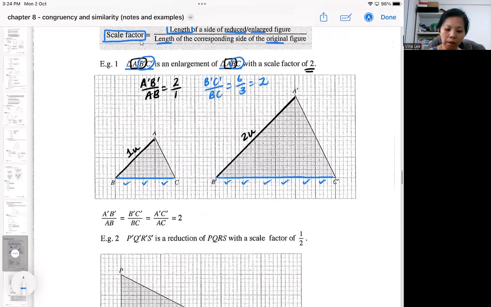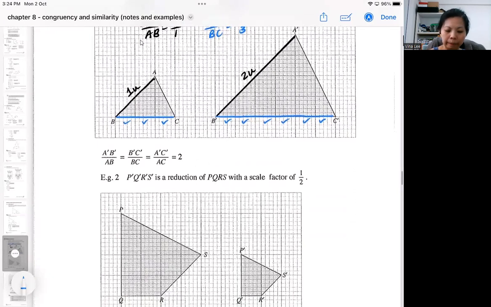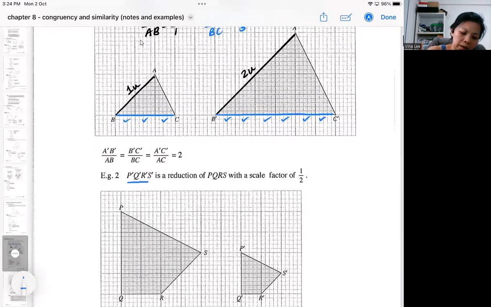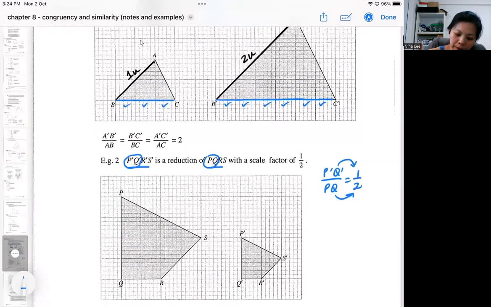Let's say it is a reduction. When we say this figure is a reduction of this with a scale factor of half, that means if I take P prime Q prime over PQ, I will get half. Meaning this is 1 unit and this is 2 units. So you can do a comparison. The original is actually 2 units, and then it grew smaller. It shrank to 1 unit.